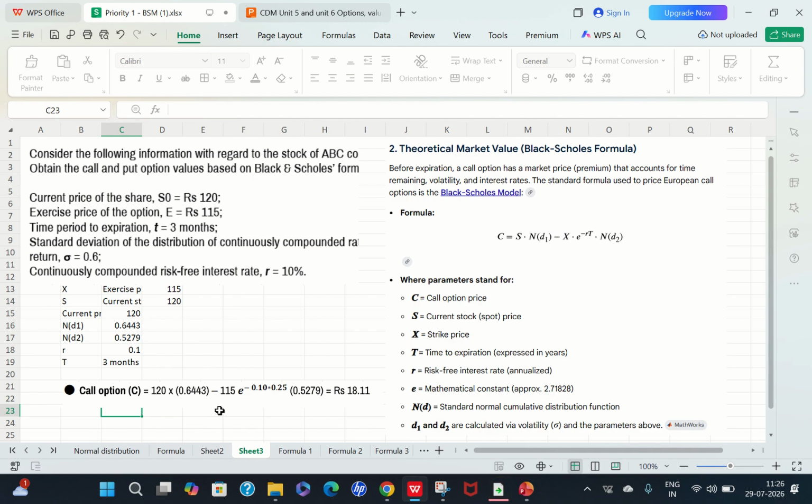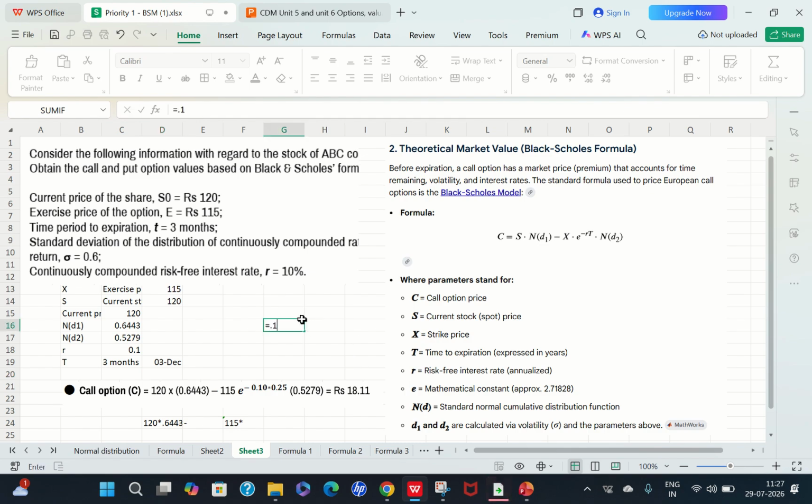So it is like this. 120 into 0.6443 minus exercise price 115 into e to the power of minus 10 into 0.25. 0.25 is nothing but 3 by 12. 3 divided by 12, you will get 0.25. So that into e to the power of minus 0.10 into 0.25 comes to this value.